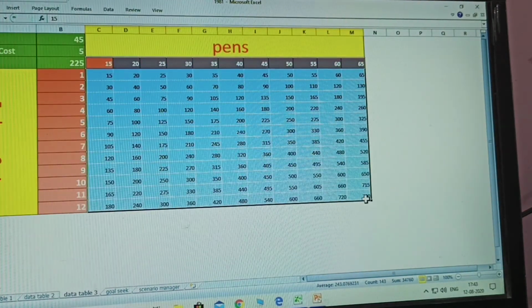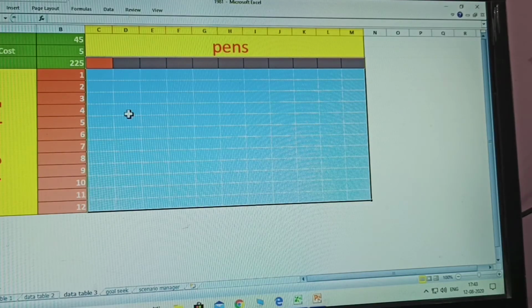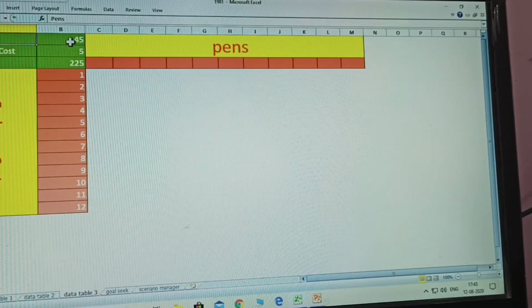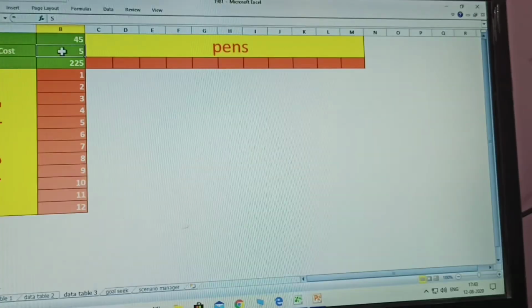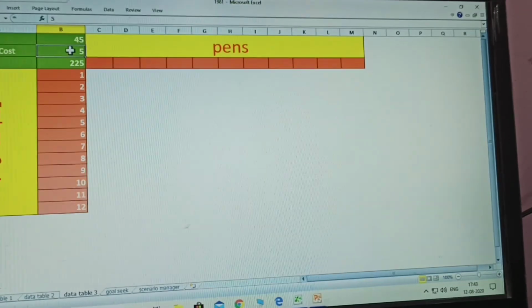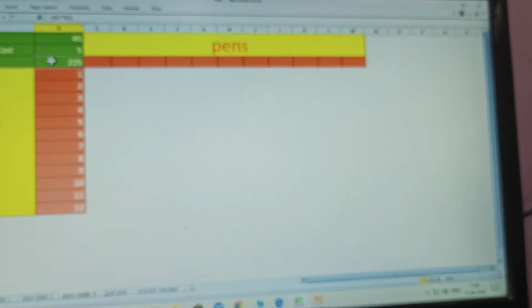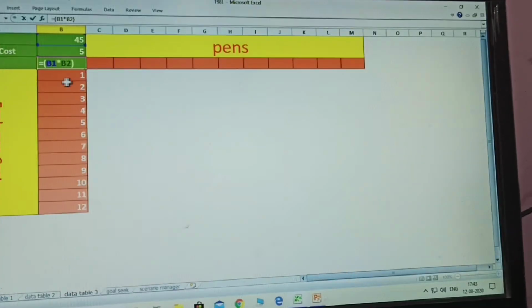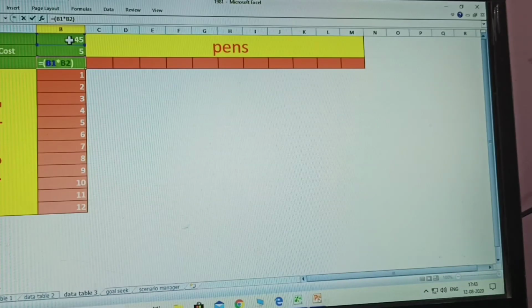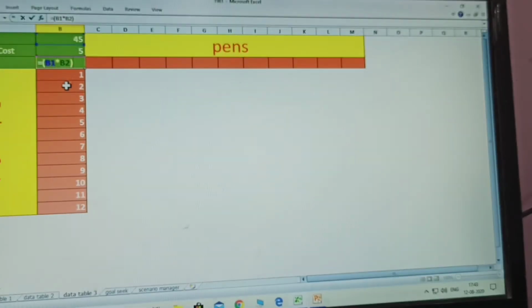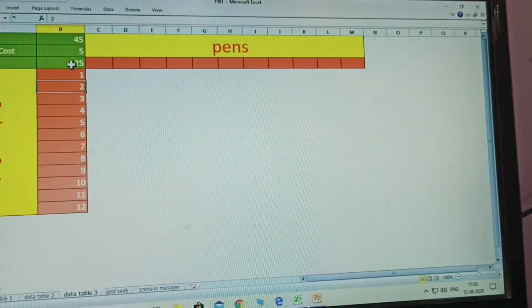This is another example I have given. I have taken 45 pens. Each pen costs 5 rupees. How does the total bill come? 45 into 5. Okay, see here, B1 into B2. B1 is 45 and B2 is 5 rupees. This is called 225.